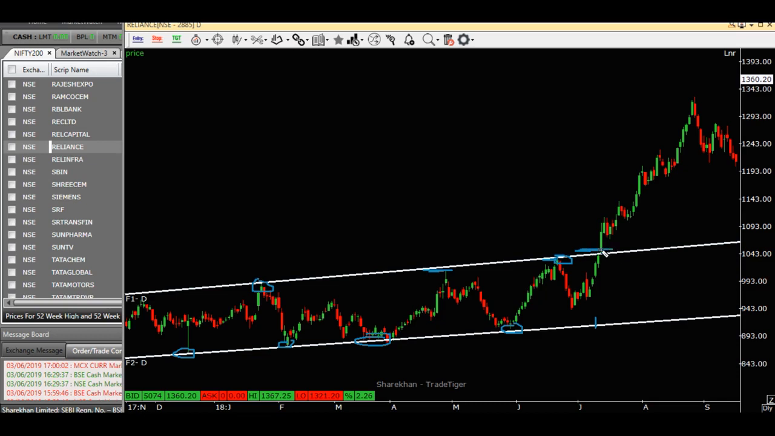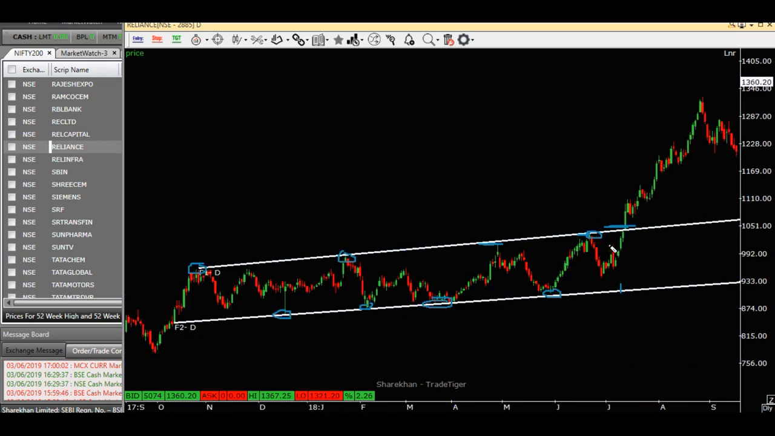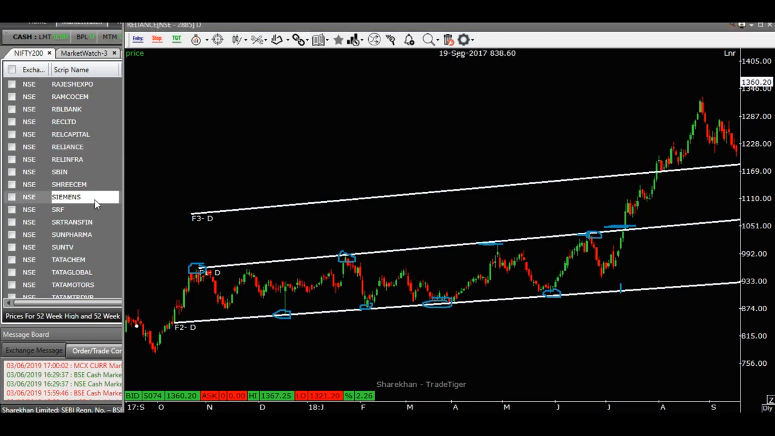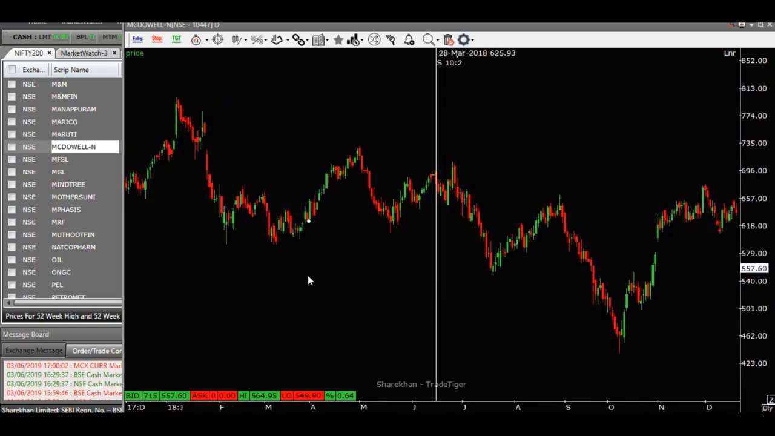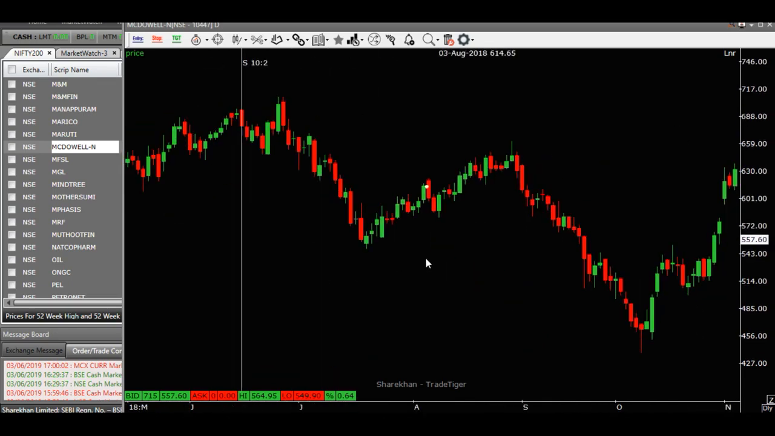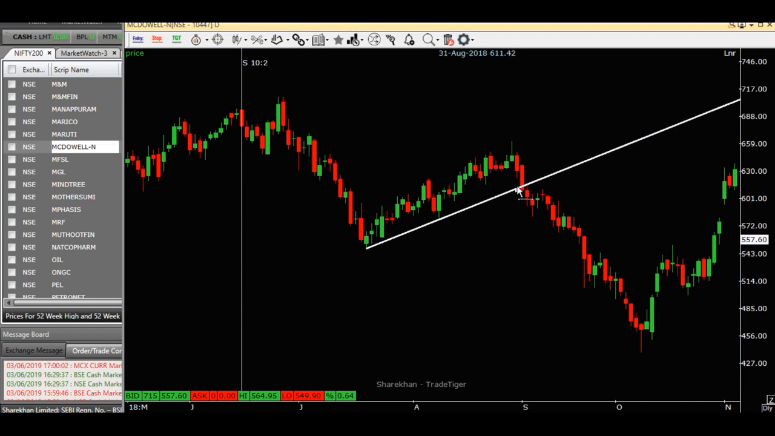And now as it breaks out, we can enter the channel as a breakout trade as well. And keep a target equidistant to the width of the channel, right? And my target would hit somewhere up here. So I hope this is starting to make some sense now, right? How we can trade the internal channel and we can trade the breakout. Let's look at one last example here.